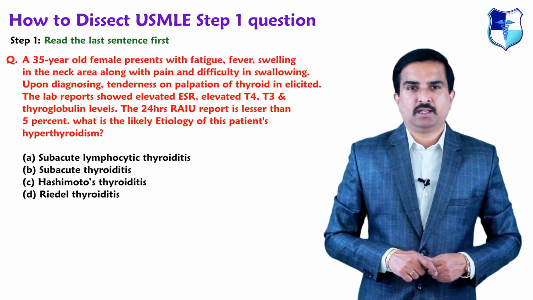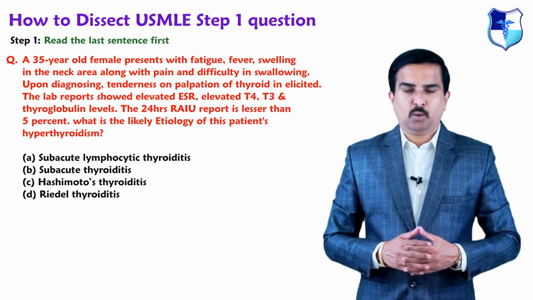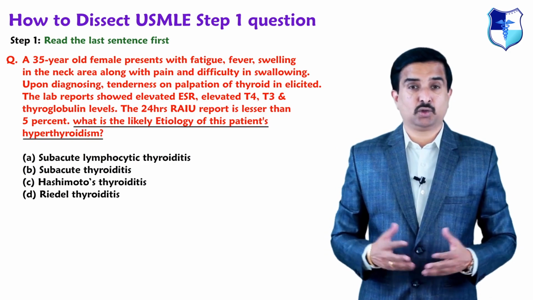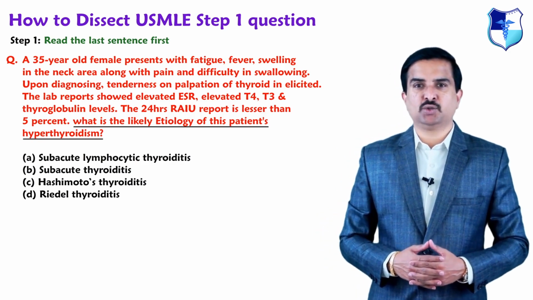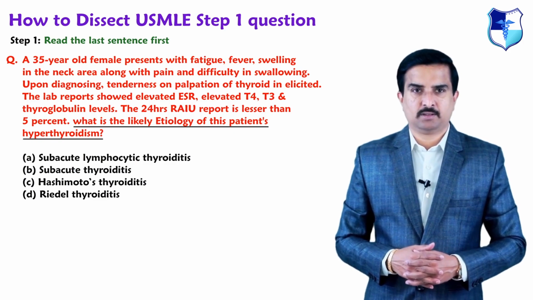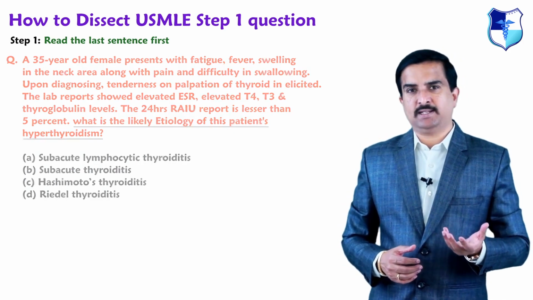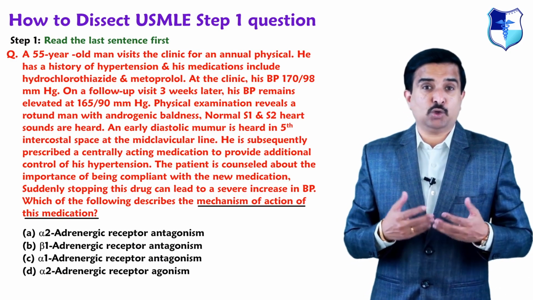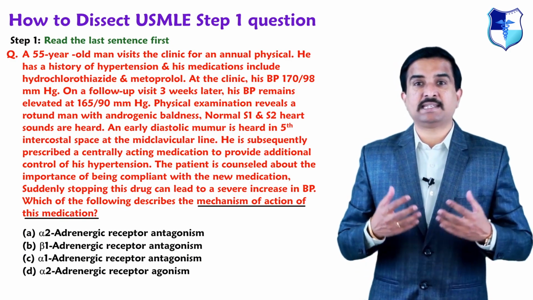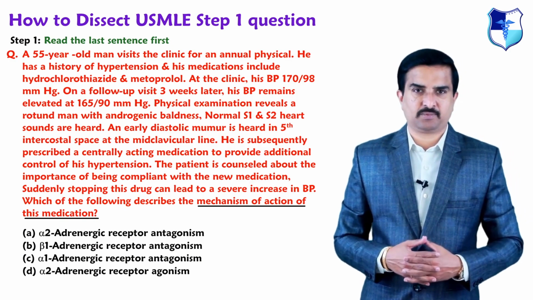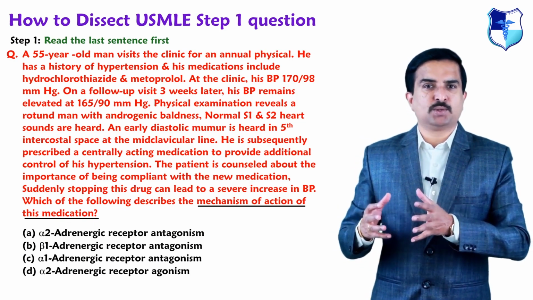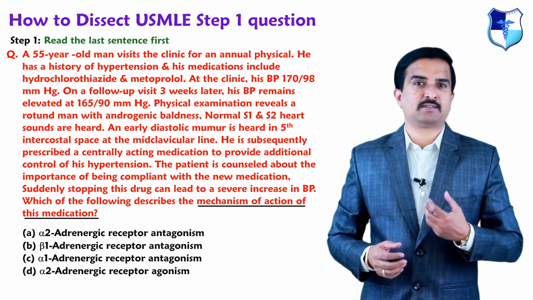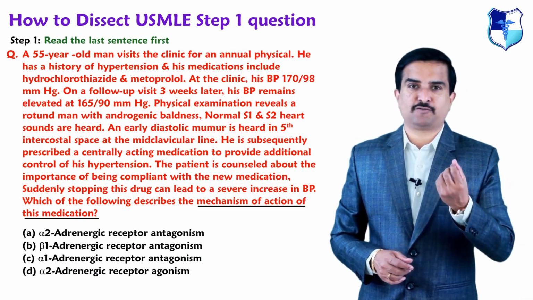For example, if the last sentence reads, "What is the likely etiology of this patient's hyperthyroidism?" you have a great first look into what the stem will be about. If the last sentence reads, "What is the mechanism of action of this newly added medication?" then you have a pharmacology question that can save you lots of time. Read 1 to 2 sentences up from the last sentence, find the drug and answer the question, saving yourself a bunch of time.